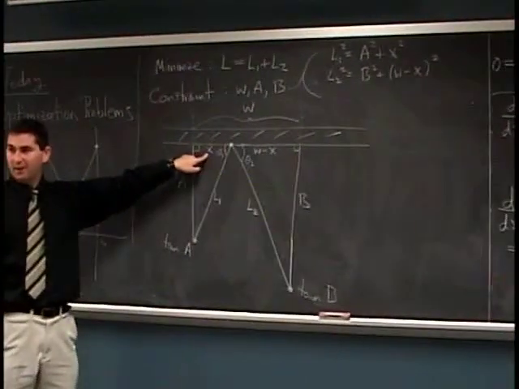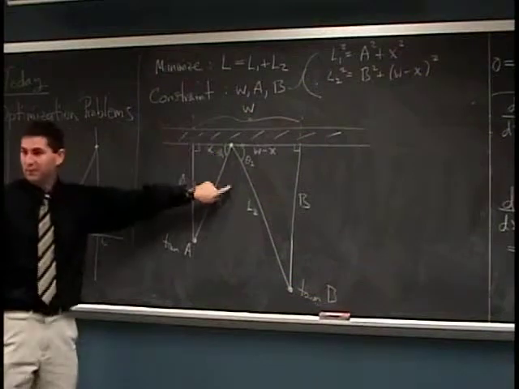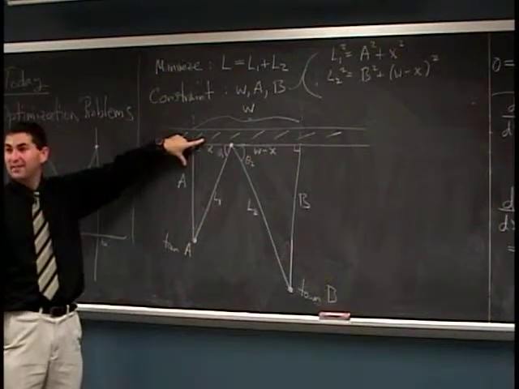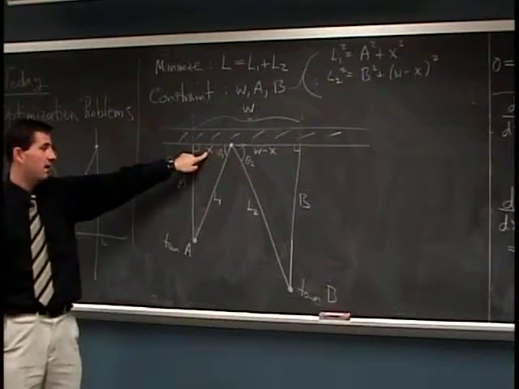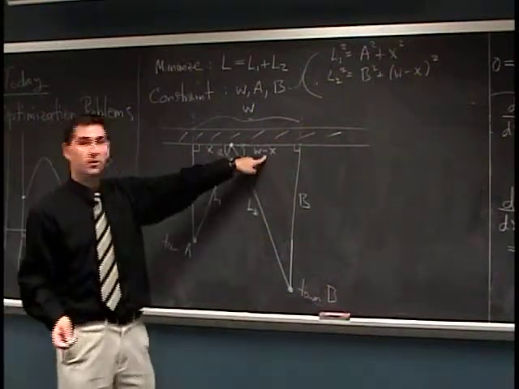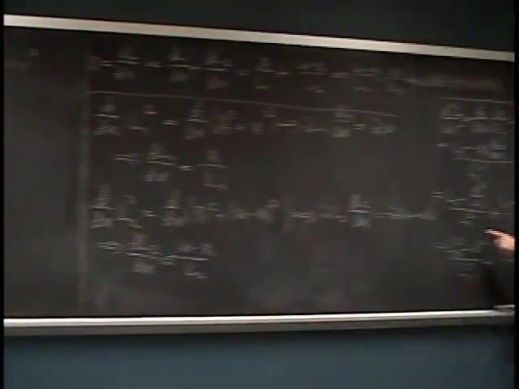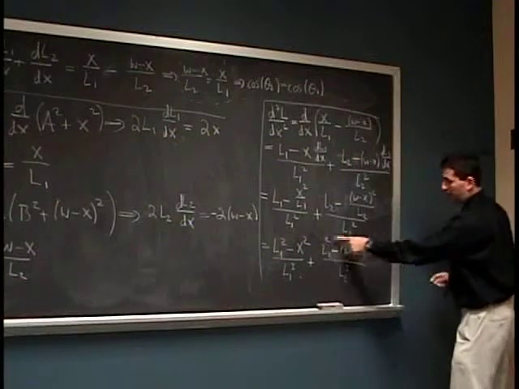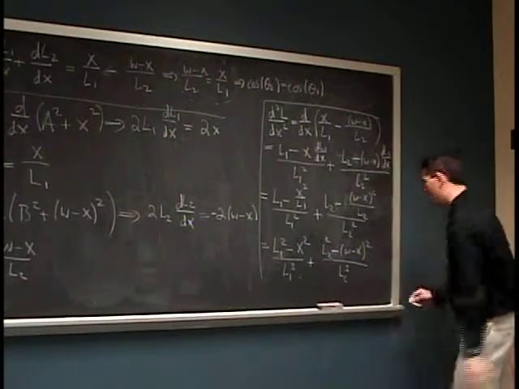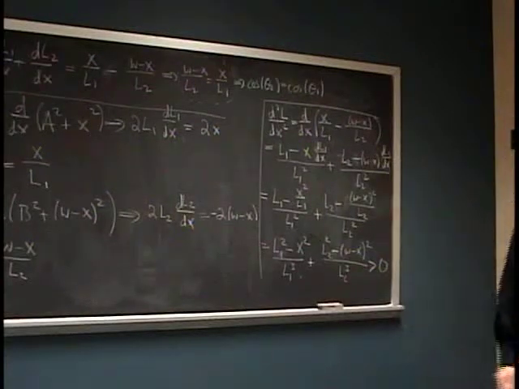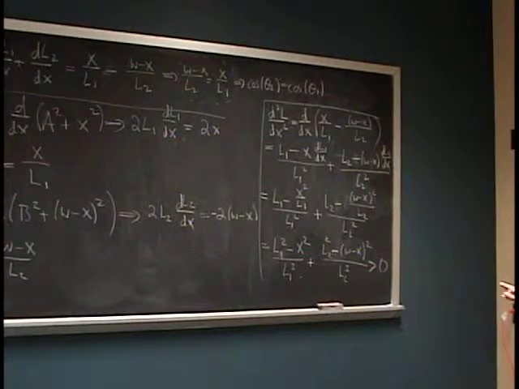We have a triangle. L1 is the hypotenuse of the triangle, so it's got to be longer than the other two sides. So in particular it has to be longer than x. And for the same reason, L2 has to be longer than w minus x. Okay, so L1 squared has to be bigger than x squared, and L2 squared has to be bigger than (w minus x) squared. And so this function is always positive, which means we can verify using the derivative test that our function is giving us a local minimum.